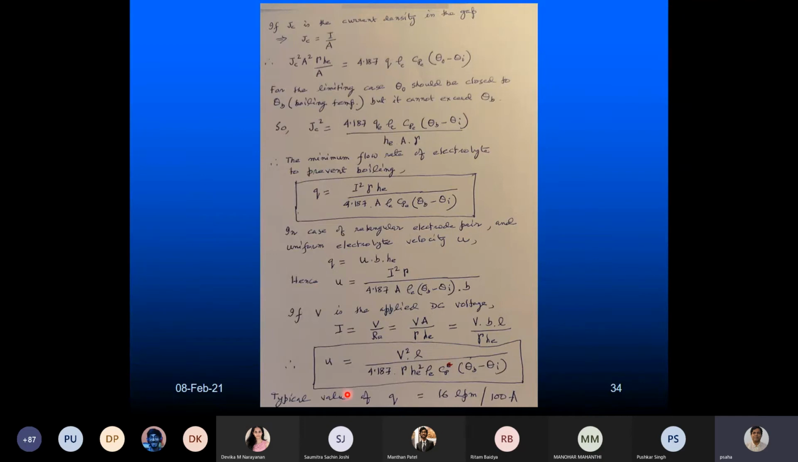And a typical value of Q in a machine will be, say, around 16 liters per minute per 100 ampere of the current that flows. If it is a 500 ampere machining current, then typically we can have an electrolyte volumetric flow rate of around 80 liters per minute. This is the electrolyte flow rate which can avoid boiling. By this calculation, we can have a rough estimation of our requirement.